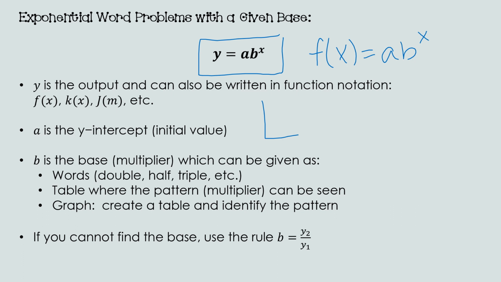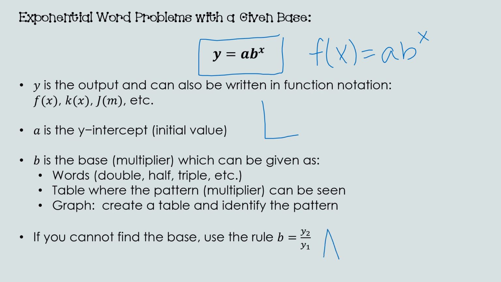B represents the base, which we've talked about a lot already in this unit. And again, these are going to be problems today where we have a given base. So if it says that it is a scenario where it's doubling, then the base would be 2. If it's tripling, then the base would be 3. So it's going to give us the base either in words, it could be a table where we have to try to figure out what the pattern is, or it could be a graph where, again, we would need to identify the pattern.